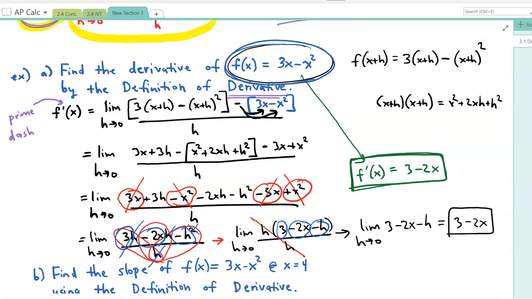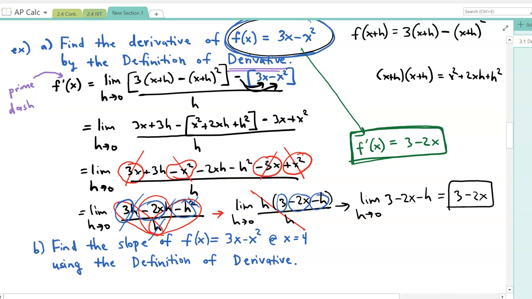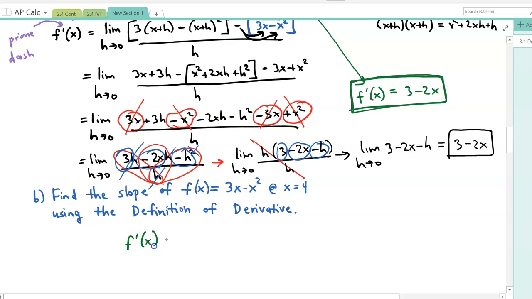In the directions, let's look at part B. Find the slope now of your quadratic when x equals 4 using the definition of derivative. So we already found the derivative, right? We found that f prime of x is 3 minus 2x. We did the definition, that was that limiting process. We found the derivative, now just find the slope when x equals 4. Find the derivative when x equals 4. So plug in 4 for x, and you get your answer, 3 minus 8, negative 5. That's f prime of 4, the derivative of your quadratic at x equals 4. All right, let's move on.